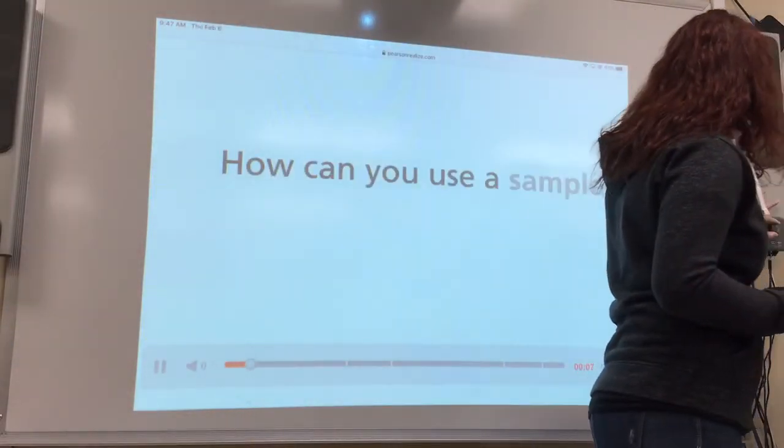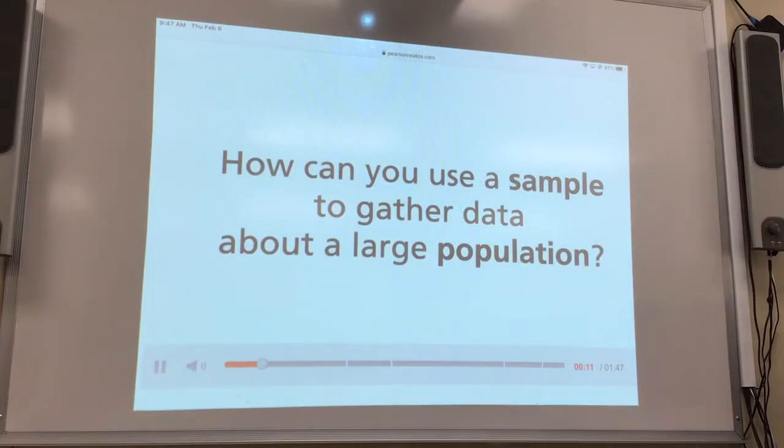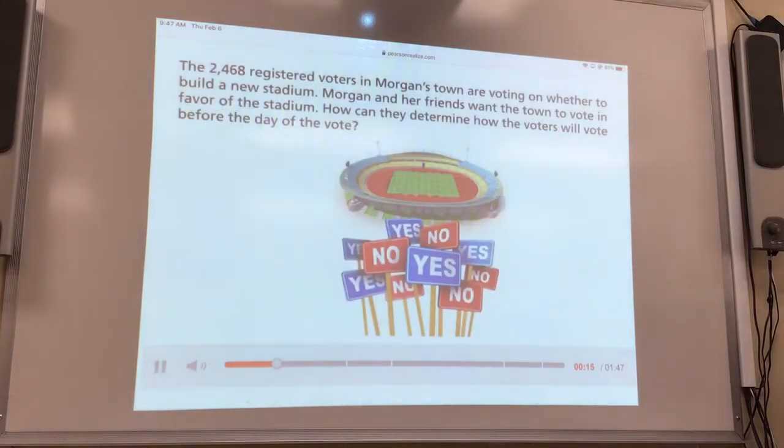How can you use a sample to gather data about a large population? Think about this question during the lesson. The 2,468 registered voters in Morgan's town are voting on whether to build a new stadium. Morgan and her friends want the town to vote in favor of the stadium. How can they determine how the voters will vote before the day of the vote?